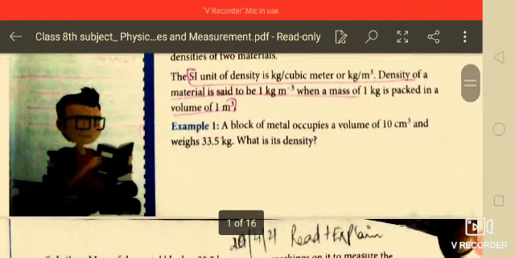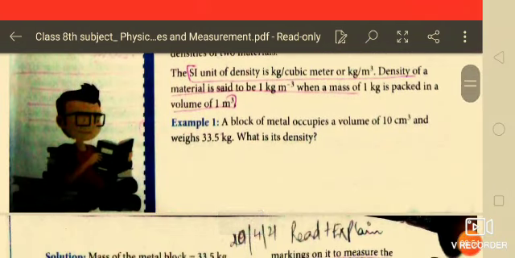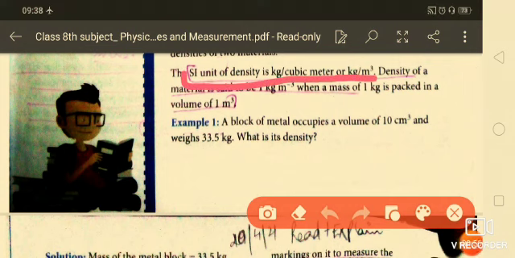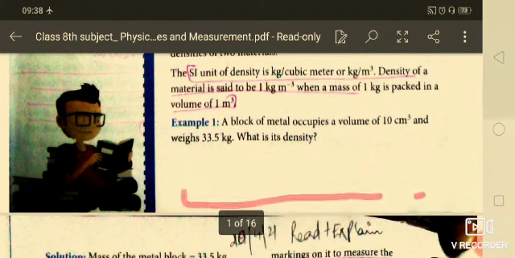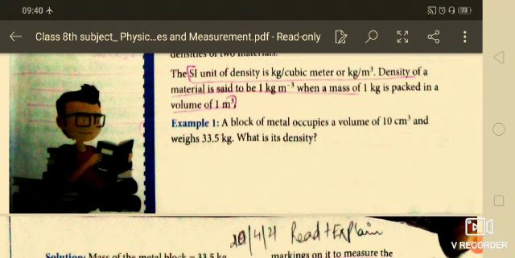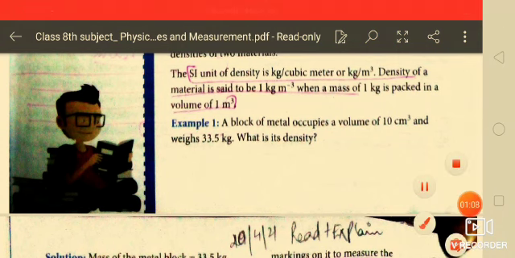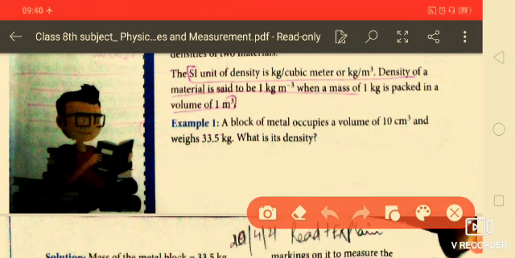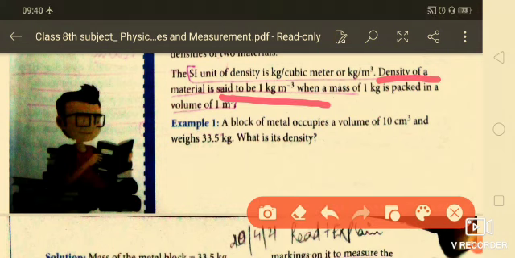Next one is the SI unit. So what is the SI unit of density? The SI unit of density is kilogram per cubic meter, or kilogram meter cube. The density of a material is said to be 1 kilogram per meter cube when a mass of 1 kilogram is packed in a volume of 1 meter cube.